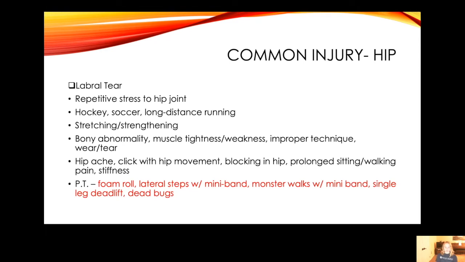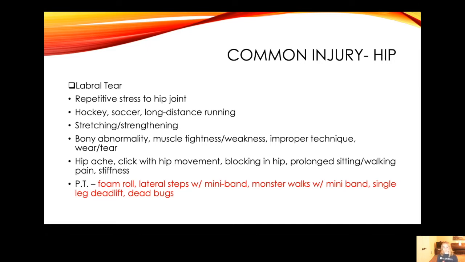The most common hip injury is a labral tear, which is caused by repetitive stress and impact on the hip ball and socket joint. Most tears occur in hockey and soccer players as well as long-distance runners. This can result from a hip impingement, muscle tightness or weakness, improper technique when performing an activity, and distance running or repetitive twisting and cutting.